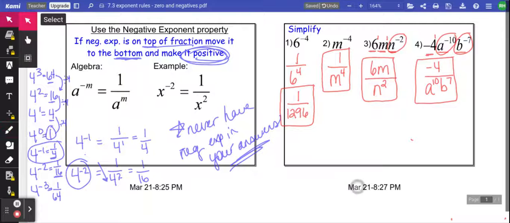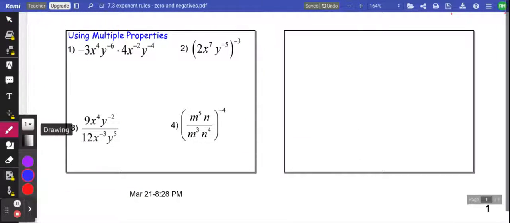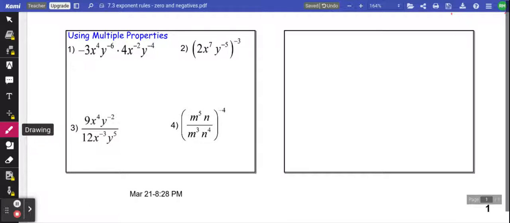Okay? So let's go down here. Got a few more, and then we're done. We're going to put all the properties together when we talk about these. Okay? So I have multiplication property. Multiply means I multiply my coefficients. So negative 3 times 4 is negative 12.